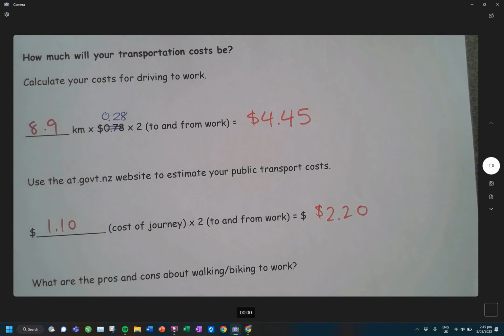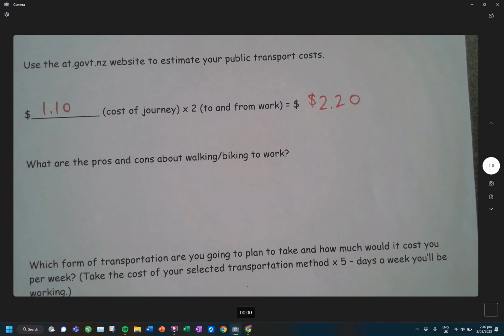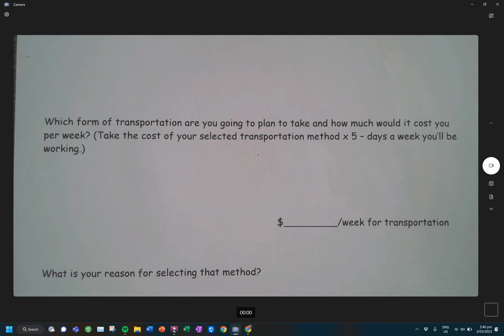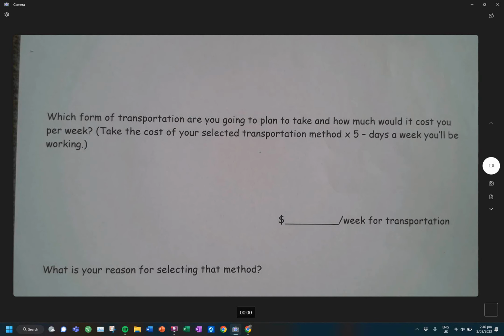So these are things you will need to think about. It is roughly twice as long for me to get to work on public transport, but it's half the price. So I need to weigh these options. What's the monetary value for me? What's the time value? There's other things on the sheet that I want you guys to think about, like pros and cons of biking and walking to work, and then making your choice on which way you're going to get to work.